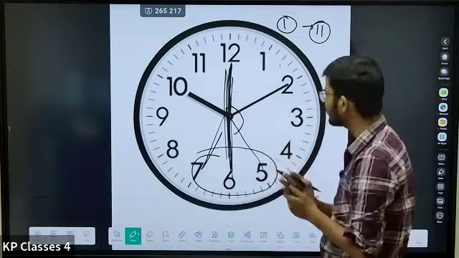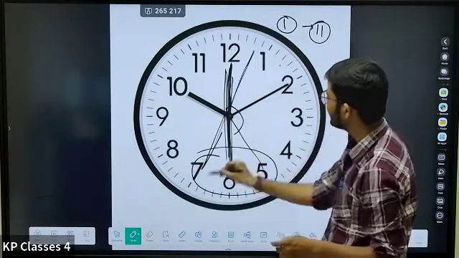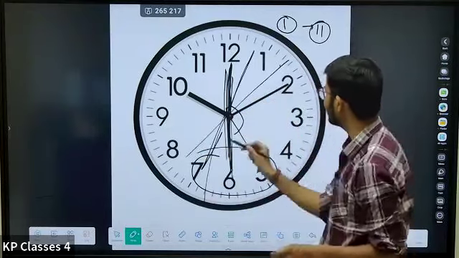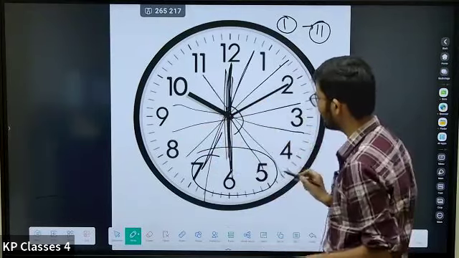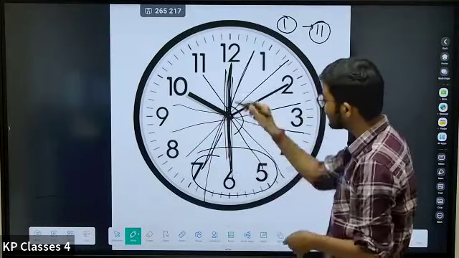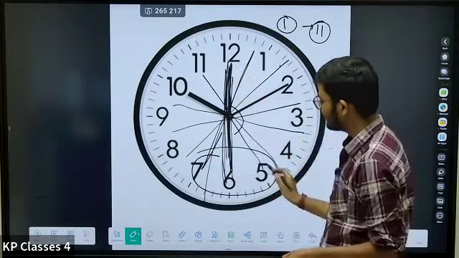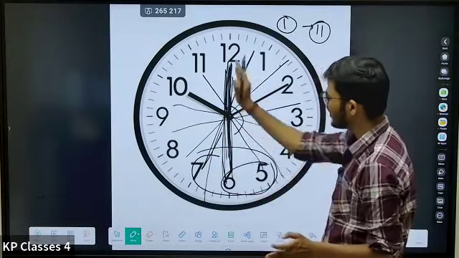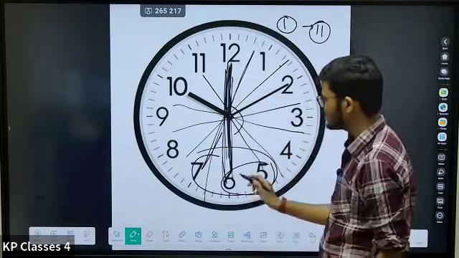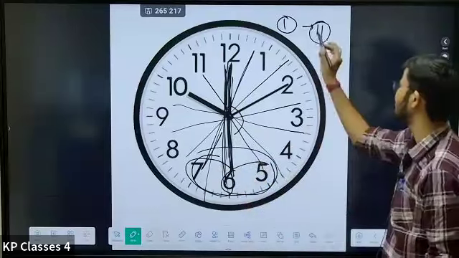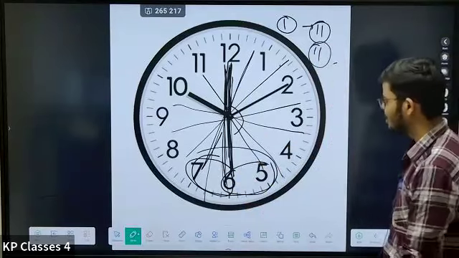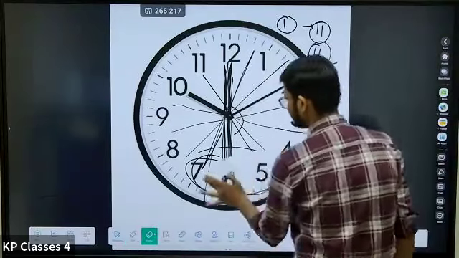Now this is something you can experiment, something you can check on your own. Here it will be making an angle of 180 degrees one time, somewhere like this, somewhere like this. But exactly at 6, it is making an angle of 180 degrees. So the answer is 11. Now let's talk about 90 degrees.